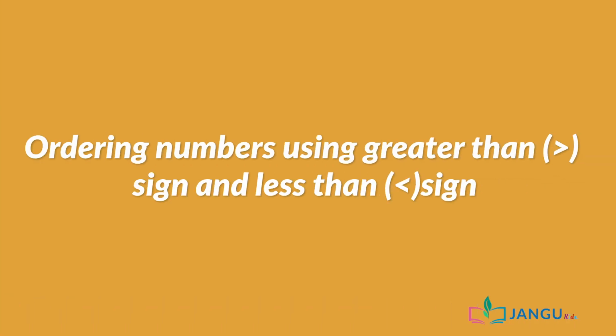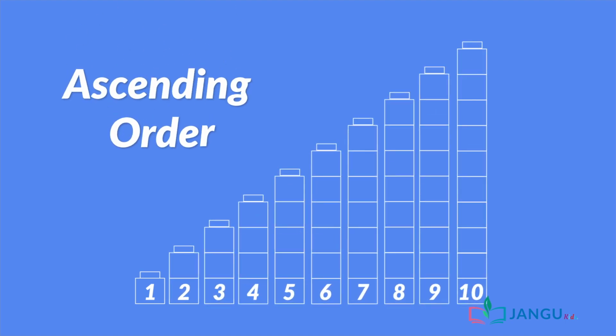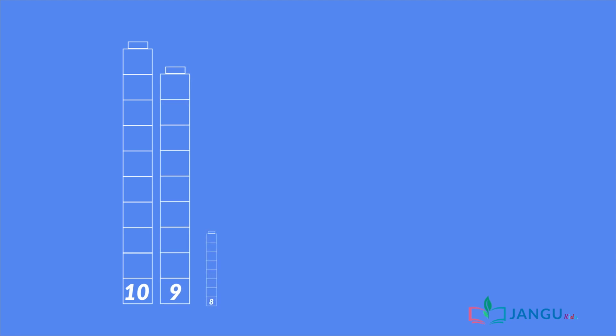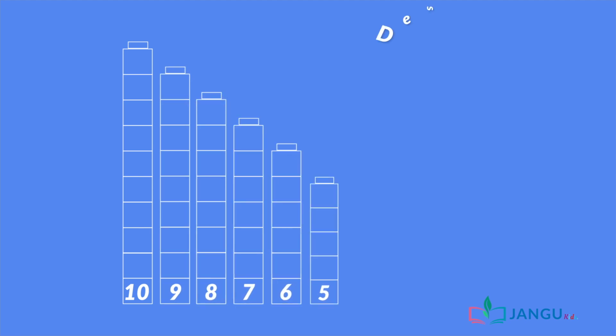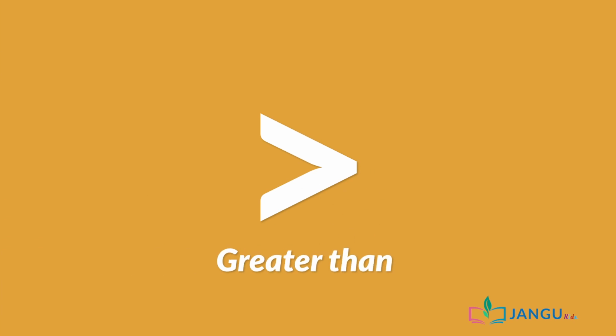Next, we will learn how to order numbers using the greater than and less than signs. Numbers can be ordered from the lowest to the highest, also known as ascending order, or from the highest to the lowest, also known as descending order. This is the greater than sign, and it is used to show that a number or mathematical expression on the left is bigger or higher than the one on the right.